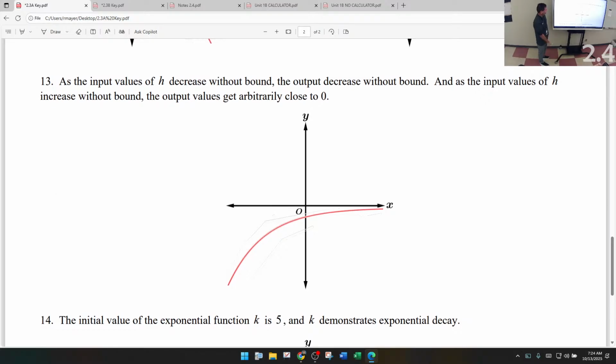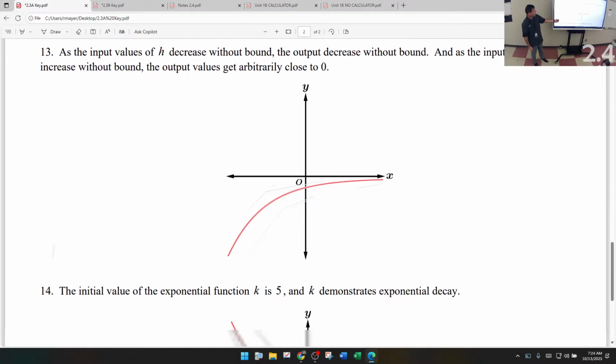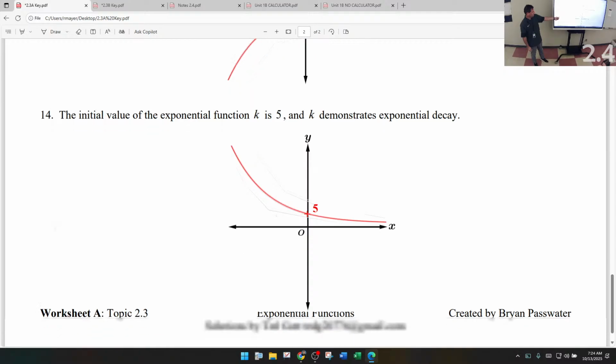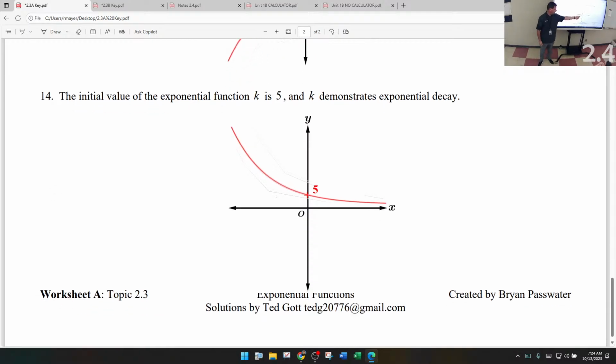And then number 13, decrease without bound. The output decreases as the input values increase, so it gets closer to 0. So that one should have been very similar to that. You could have hit the y-intercept anywhere, but it should have been pretty close to that. And then number 14 should have looked very similar to that. It should have hit the y-intercept at 5 because it says the k value, or the initial value, is 5.